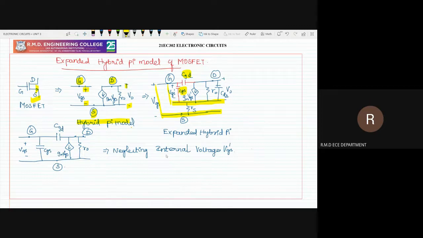Then after neglecting the internal voltage VGS dash, your diagram is 99% the same as the hybrid pi model, and you are only expanding the circuit by introducing capacitors. One capacitor is introduced between gate and source, and another capacitor is introduced between gate and drain: CGS and CGD. Later, we call CGD the Miller effect and CM the Miller capacitance, both having the same relationship. So this is your expanded hybrid pi model of MOSFETs.